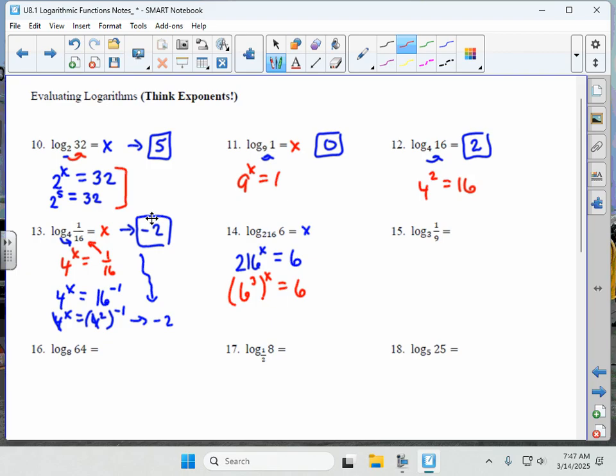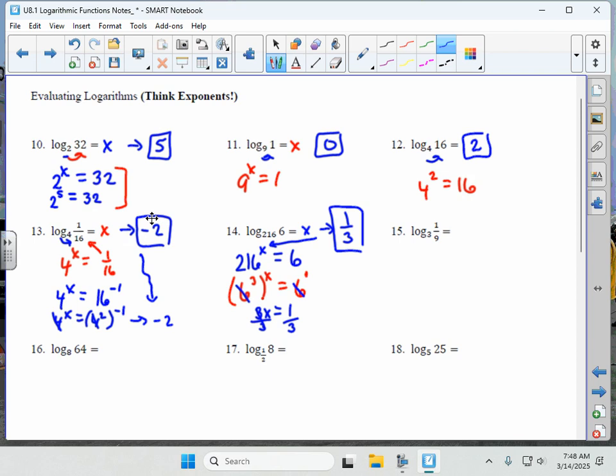So 6 to the 3rd to the x equals 6, and there's an exponent of 1 there. The bases cancel out. 3 times x is 3x equals 1. Divide by 3, so x equals 1/3. The exponent of 216 would be 1/3 to get 6. So 216 to the 1/3 power does equal 6, and you can check that on the calculator. If you put 216 to the 1/3 power in your calculator, it will come out to be 6.